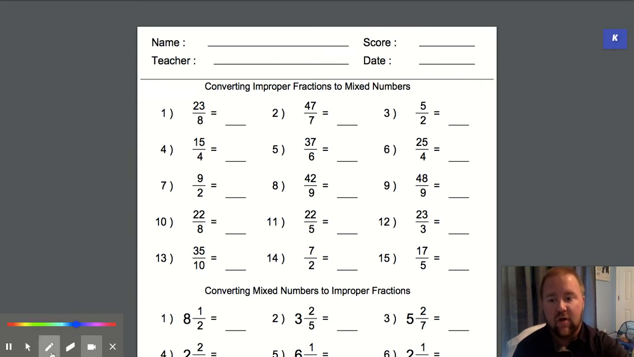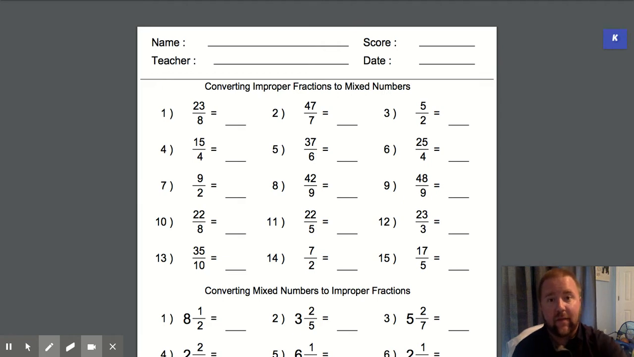Okay, so for the first row here, numbers 1, 2, and 3, I am going to just talk through how to change an improper fraction to a mixed number, okay? So we have 23 eighths. Now, if you remember watching the video I did before about improper fractions, that means we have 23 of the eighths, right? And we need 8 eighths to make a whole.